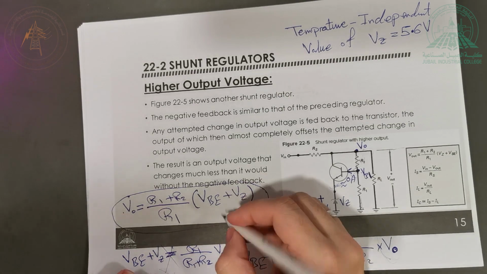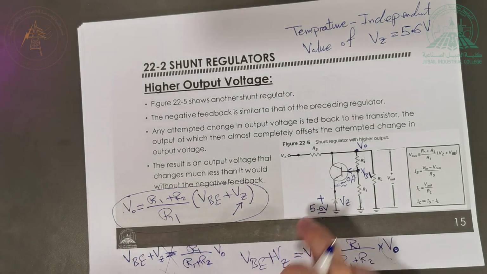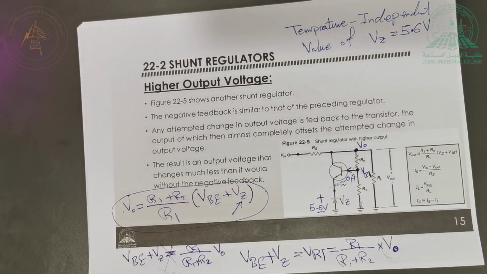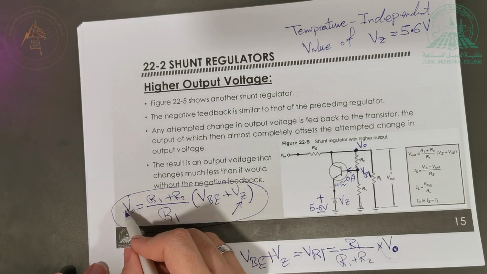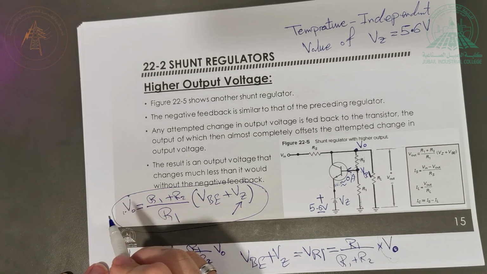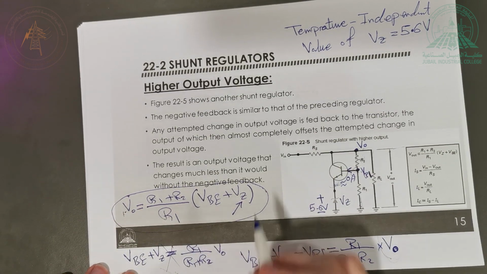The good thing is, I can always keep this thing fixed at 5.6. So how can I make this 10 volt? If this is 10 volt or 20 volt or 30 volt, any output voltage that you need, you don't need to change VZ. Keep it 5.6.